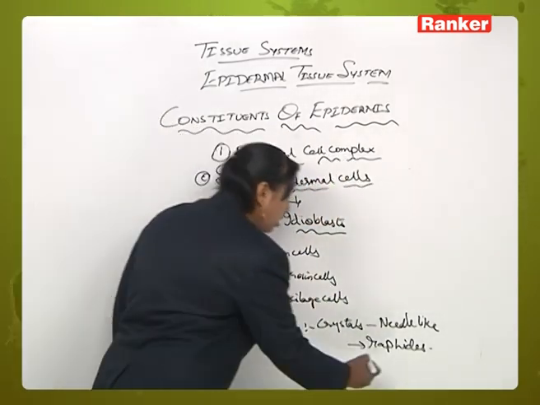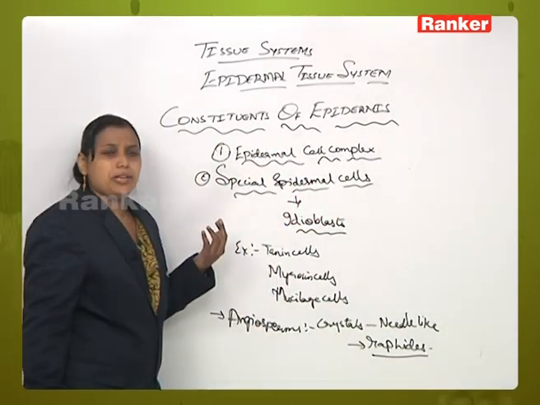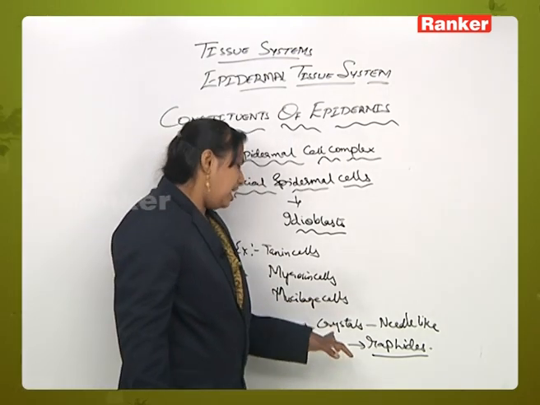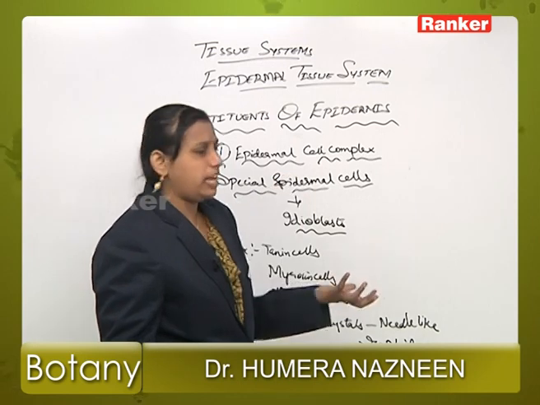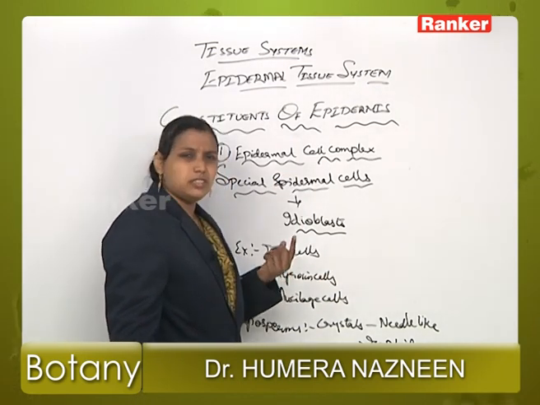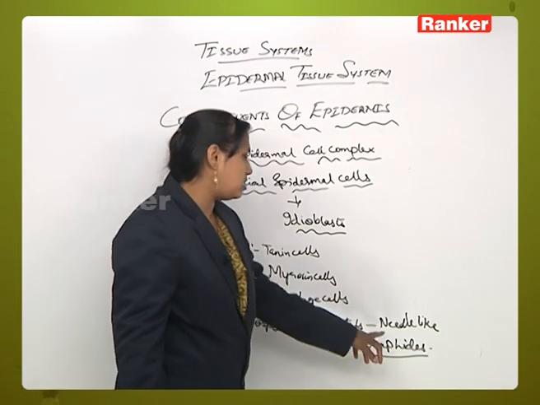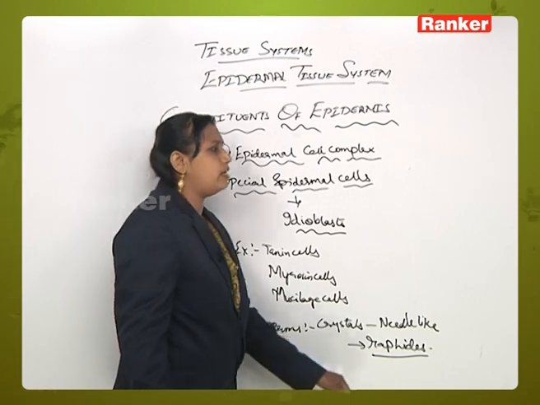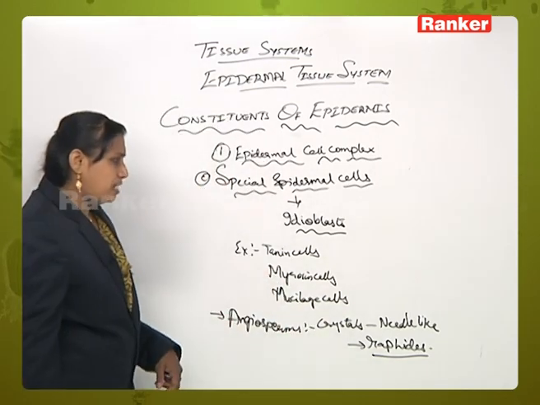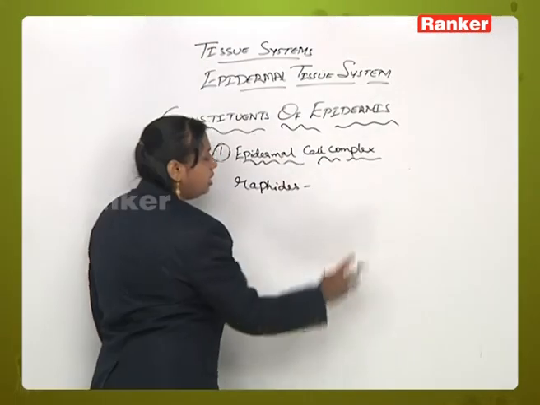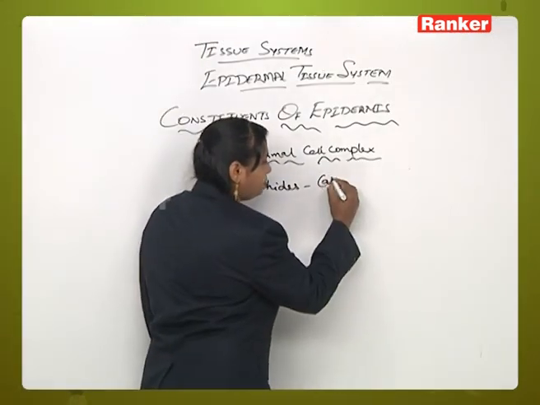This is important. In angiosperms, special epidermal cells or idioblasts are present in the form of crystals, and these crystals have different shapes. In some angiosperms, they are needle-like structures. These needle-like special epidermal cells are known as raphides. Now, what are these raphides made up of? These raphides are made up of calcium oxalate.